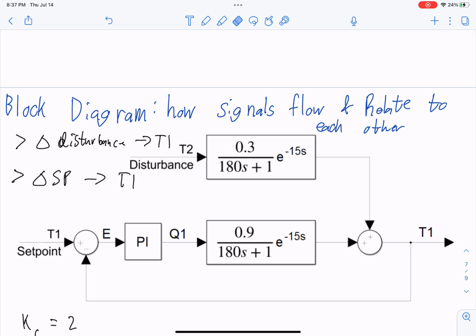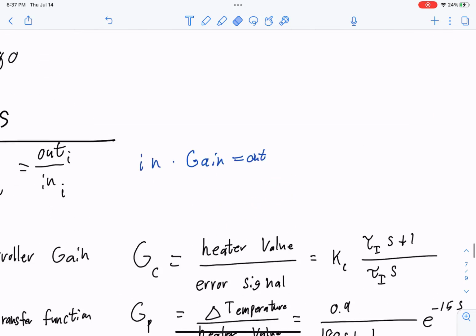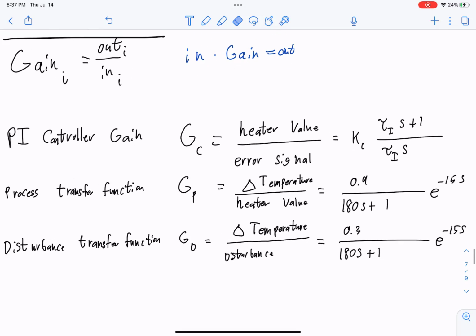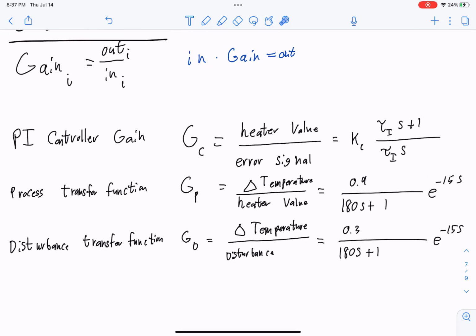And then for your assignment, we'll look at how the analytic solution to a temperature set point change. And then we'll obviously validate them with the temperature control lab. Really briefly, we have a couple different gains within our system. We have a PI controller gain. What goes into the PI controller? Well, the error signal. What goes out? The heater value. We talked about that a couple times.